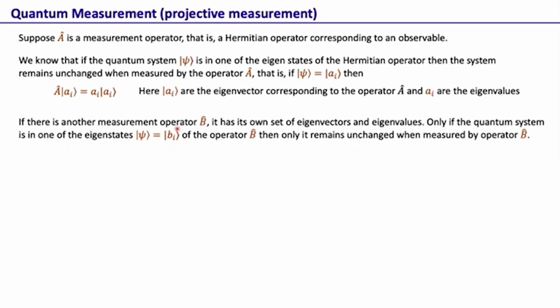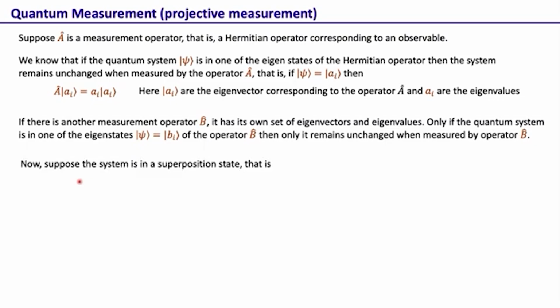Of course, if you have another measurement operator B corresponding to some other dynamical observable, then B will have its own set of eigenvectors and eigenvalues. In that case, only if the quantum system is in one of the eigenstates, psi equal to b_i, where the b_i are the eigenstates of B, does the system remain unchanged when measured by operator B. So for a quantum system there can be several dynamical observables, and a system remains unchanged only if it is in one of the eigenkets corresponding to the operator that it is being operated on by.